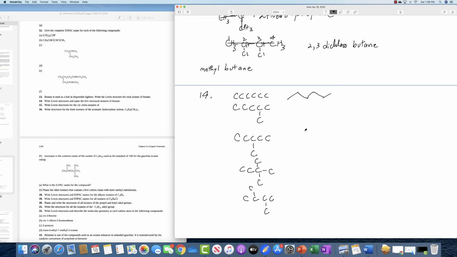And you know, if you want to draw the Lewis structure for those, you can put dot dot, like this, and so forth. And then surround it with your hydrogens. But there's the 5 isomers of hexane as asked for.